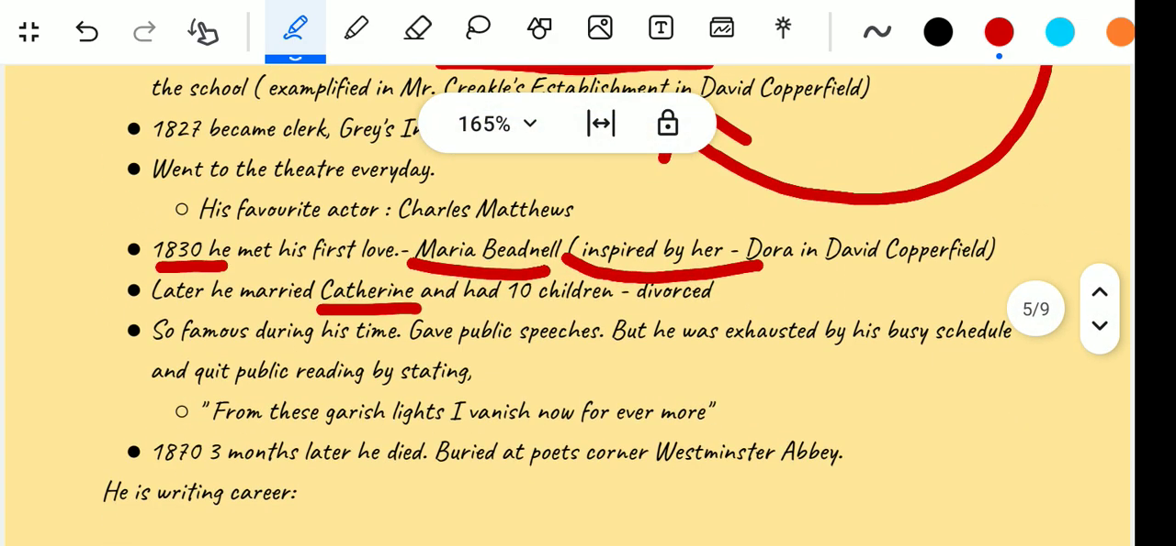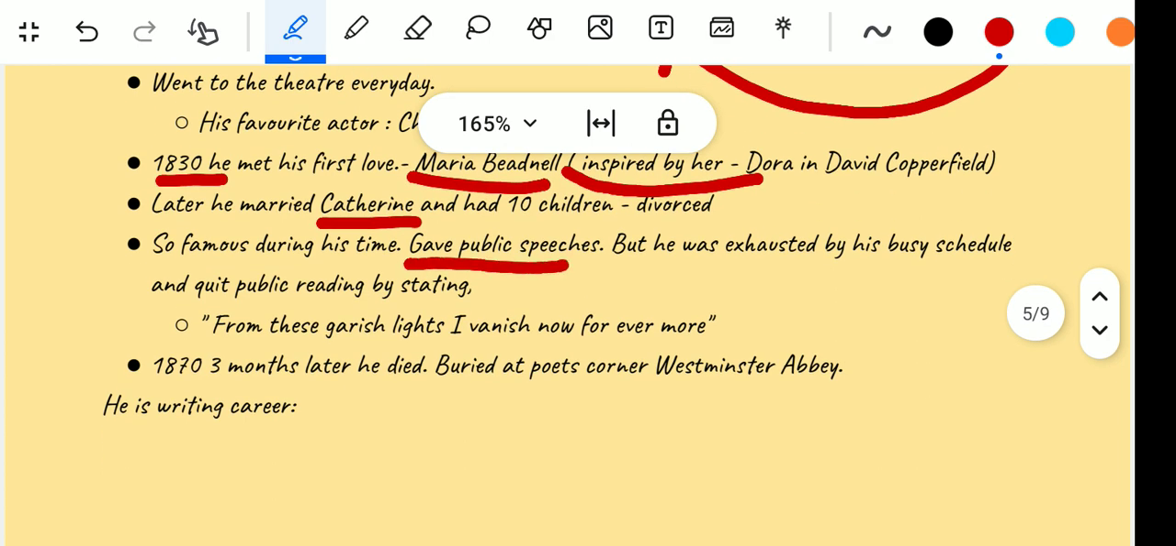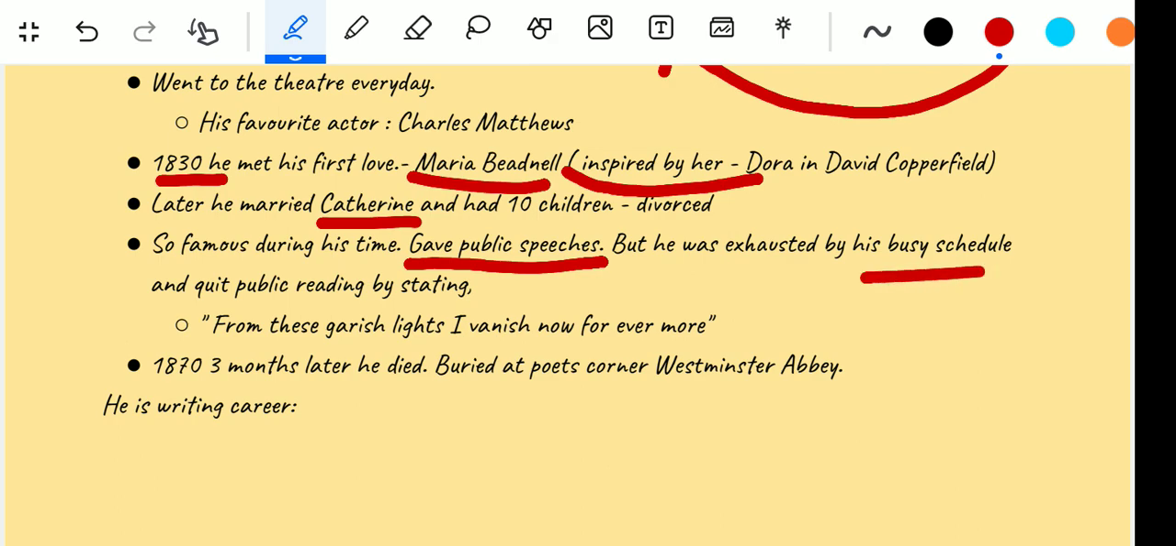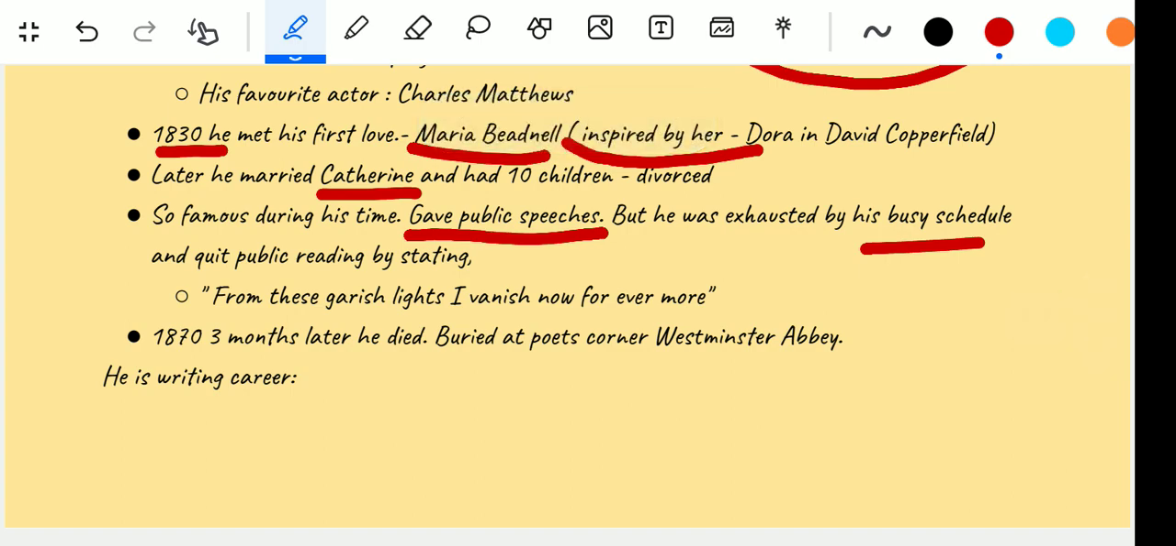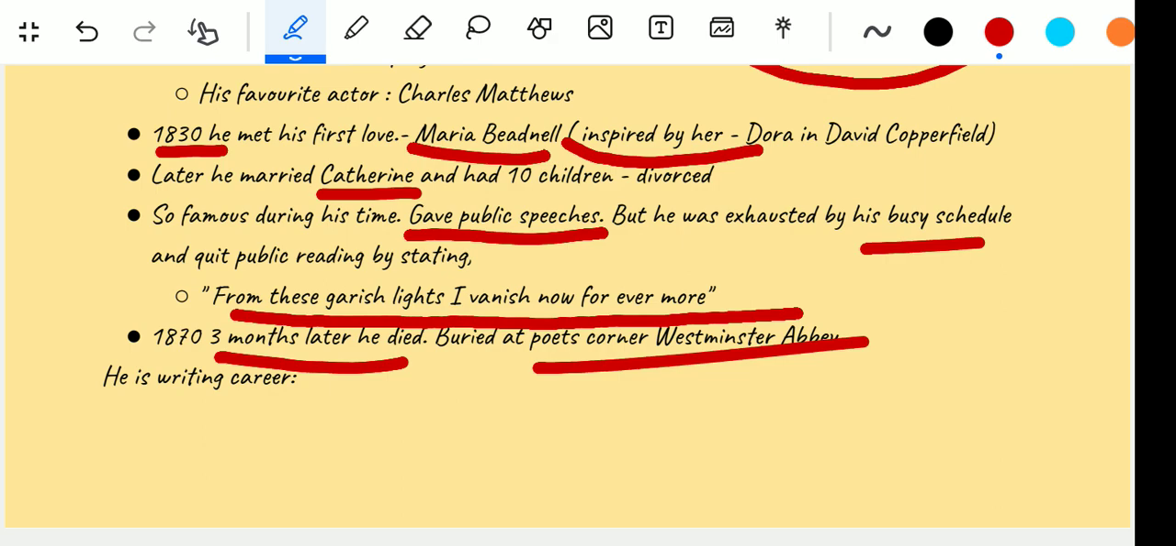After he grew into fame, he started giving public readings about his work and his writing, until his very old age. He was very busy in his later life and grew too tired of this. In one of his public readings, he even said, "From these garish lights I vanish now forevermore," and stopped giving public readings thereafter. Three months later, he died and was buried in Poets' Corner, Westminster Abbey.